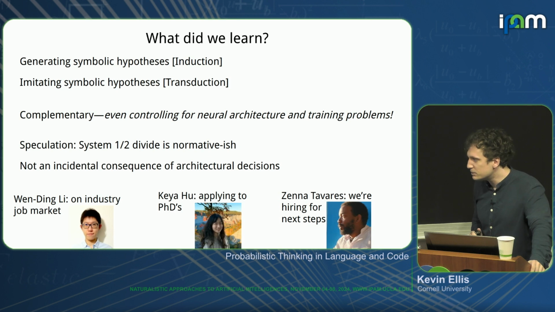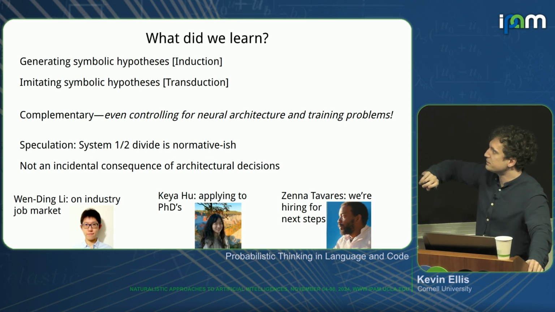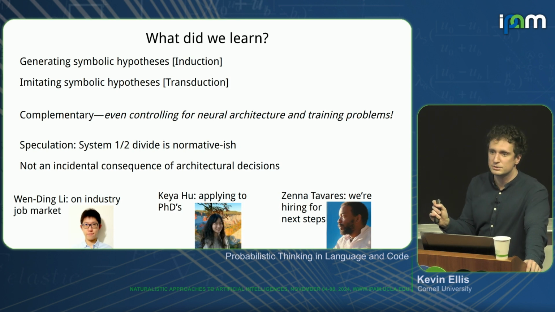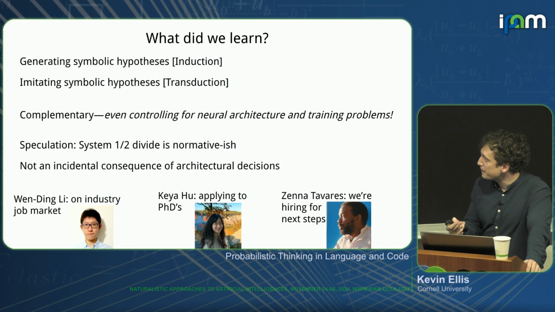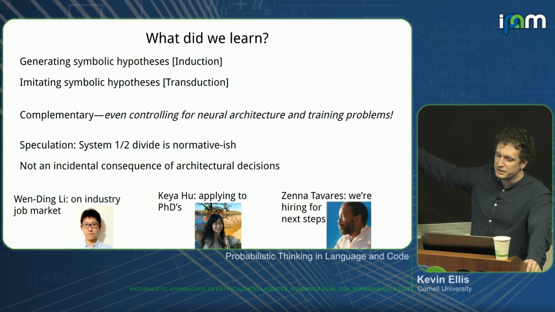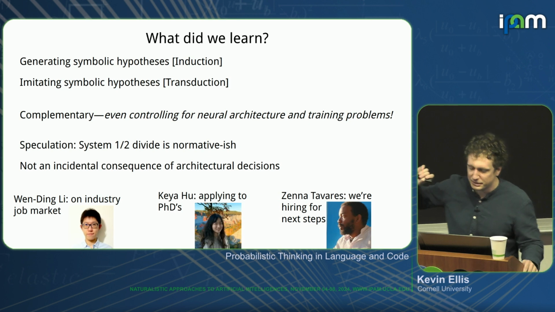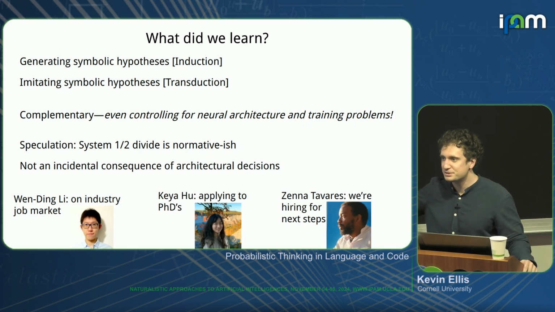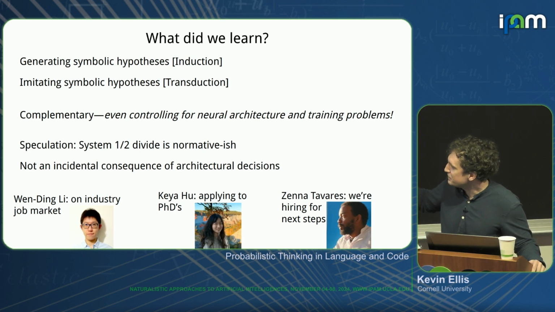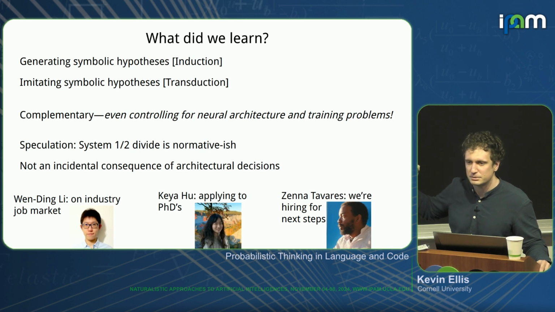So what we learned from this were a couple things. So one is that these two styles of either generating symbolic hypotheses or imitating symbolic hypotheses, so induction and transduction, they seem to be complementary even when we controlled for a variety of different ingredients. So this is kind of a speculation, but I've often been a little bit skeptical actually of the system 1, system 2 divide. It seems a little bit simplistic, but this does seem to kind of go in that direction.